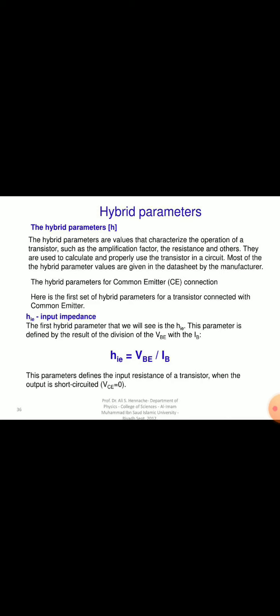For the base configuration, we need to find the input impedance, output admittance, reverse voltage gain and forward current gain also. For the common emitter configuration, we need to find the output short circuit, that is input impedance and output admittance. Finally, forward current gain and reverse voltage gain.